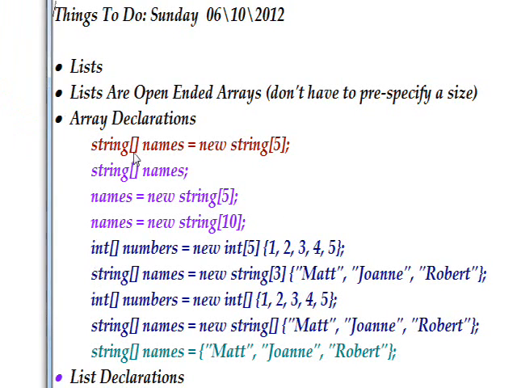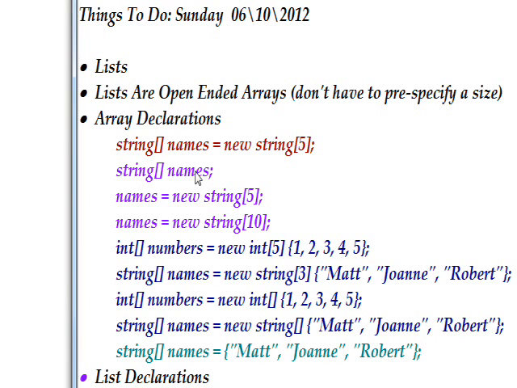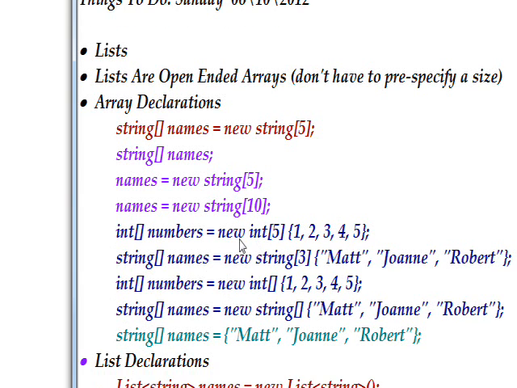For instance, you can say string square brackets name equals new string 5, which basically creates an array of size 5 with no values in. Or you can just say string square bracket names, and then later on in the program say names equals new string 5, which would create an array of size 5. And if you wanted later on, you could even change the size of the array by saying names equals new string 10.